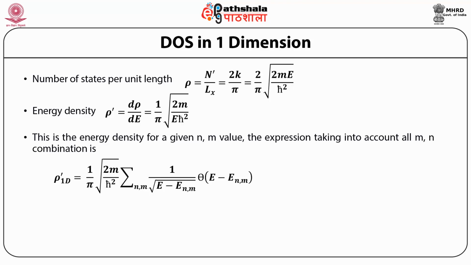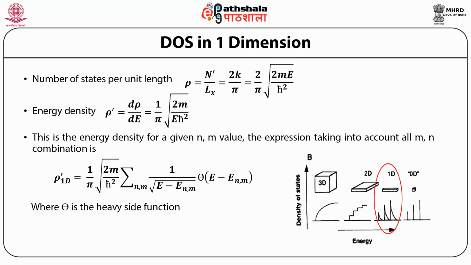The expression taking into account all the mn combinations is, so here, rho prime for one dimension equal to 1 by pi multiplied by root over 2m by h cut square summation over nm of 1 by root of E minus Enm multiplied by theta E minus Enm, where theta is the Heaviside function. So here, as you can see in this figure, this shows the density of states in one dimension, which shows a spike-like behavior.